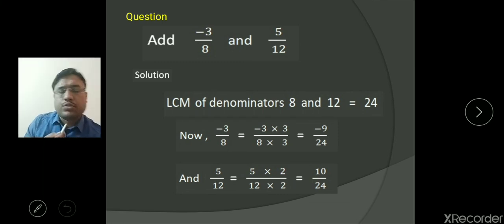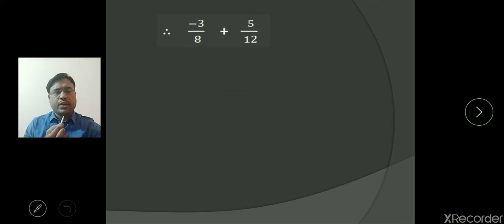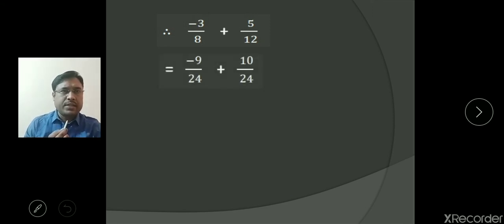Then 5 by 12 is equal to 5 into 2 by 12 into 2. So this is 10 by 24. Now we can easily add the two numbers minus 9 by 24 and 10 by 24. Here their denominator is 24, which is the same. So you can write that minus 3 by 8 plus 5 by 12 is equal to minus 9 by 24 plus 10 by 24. Here 10 by 24 is equivalent to 5 by 12 and minus 9 by 24 is equivalent to minus 3 by 8.